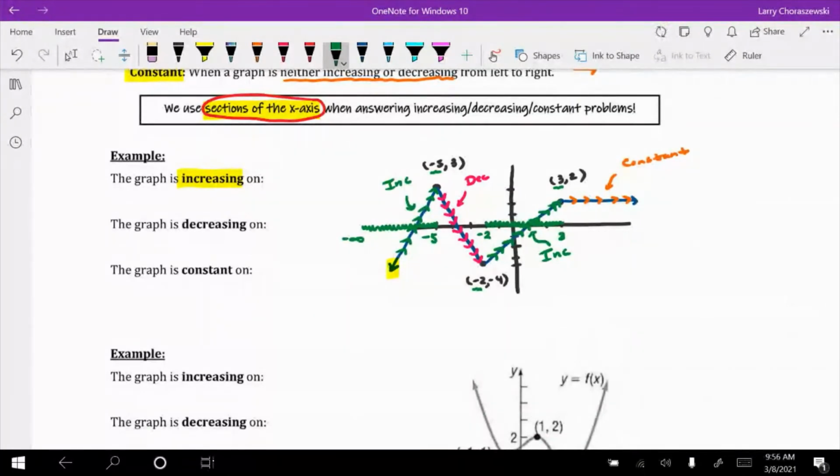It's increasing on the x values of -infinity to -5. I'm going to use parentheses on -5, but I'll make a comment about that in just a second. And it's also increasing between the x values of -2 and 3. And much like with interval notation, since we have two different intervals here, we're going to union them together.